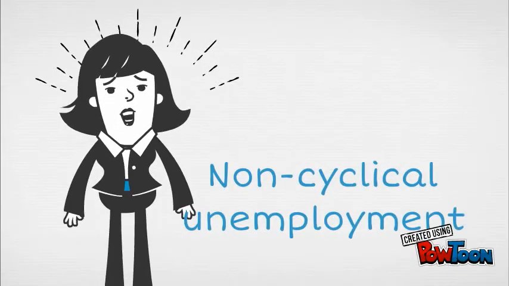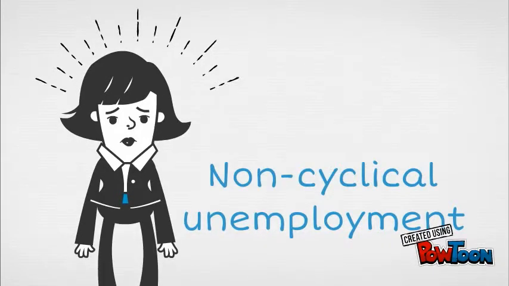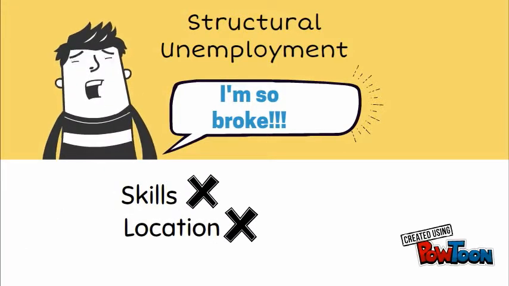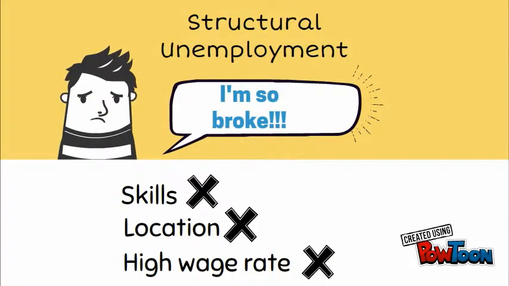Non-cyclical unemployment. There are two types of unemployment that are not caused by or related to the cyclical trends in growth and production that occur within the business cycle. The first is structural unemployment. It occurs when workers are unable to fill the available jobs because they lack the skills, do not live where the jobs are available, or are unwilling to work at the wage rate offered in the market.